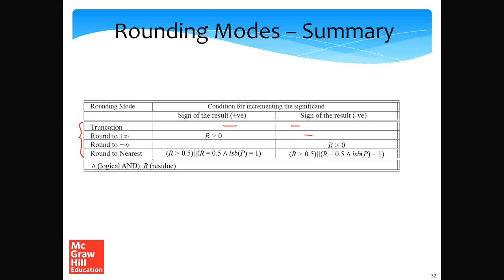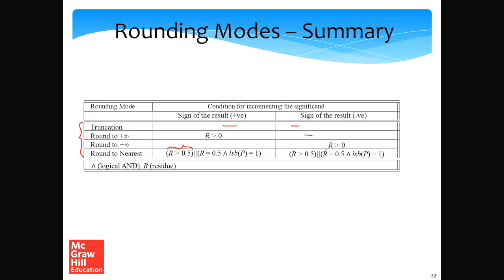Round to nearest is somewhat tricky. There are two cases. We need to check if the residue is greater than 0.5, then we increment the significand. If the residue is 0.5 and the significand is odd, then also we increment. And this is the same condition for both positive as well as negative results.